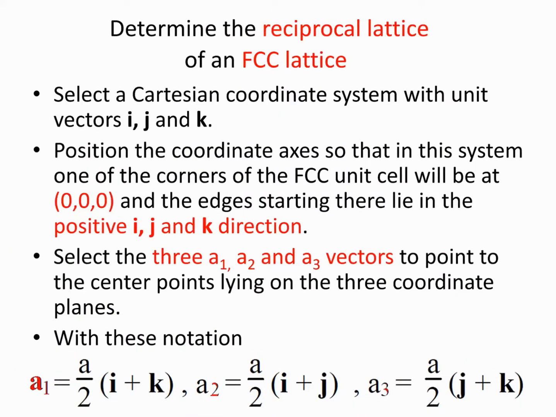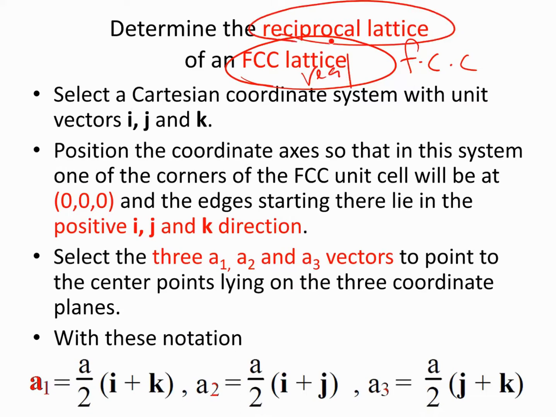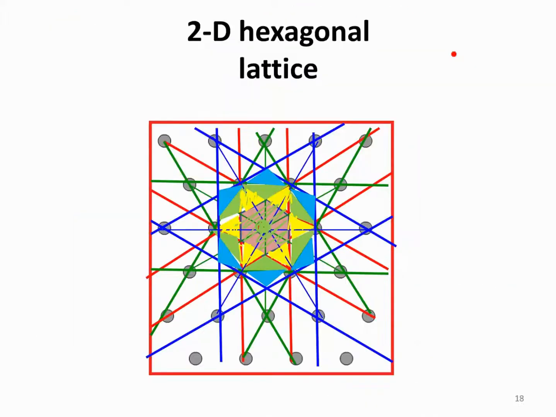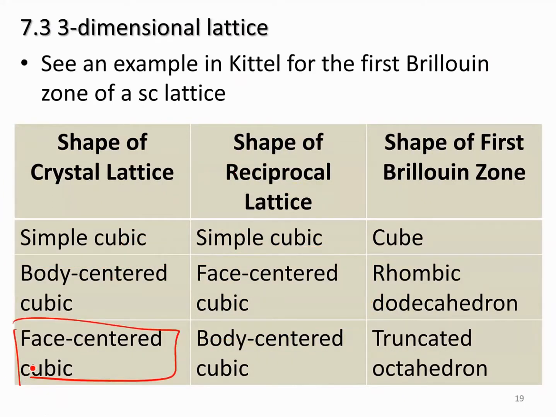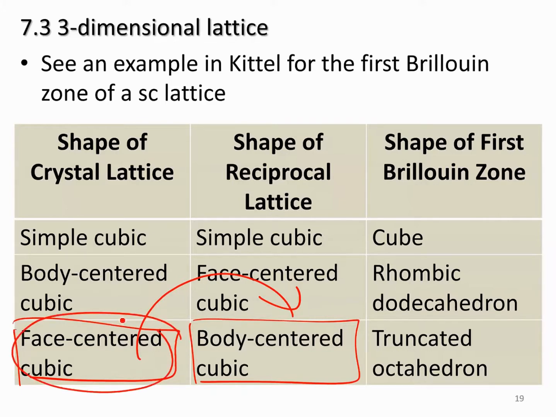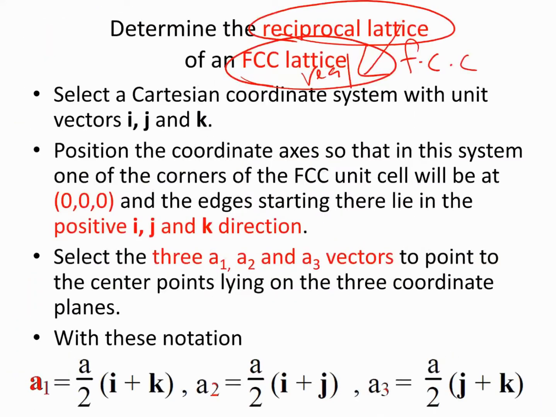Now, we have one FCC lattice, the real lattice is FCC, and then I want to find the reciprocal lattice for this FCC. So based on this table, we know that if the real lattice is FCC, then the shape of the reciprocal lattice will be BCC. But why and how? So we're going to prove that, because just now I told you that I will try to solve the reciprocal lattice for the FCC, right? So eventually you will get BCC. Why? Okay, here you can see. So you want to determine the reciprocal lattice of FCC.